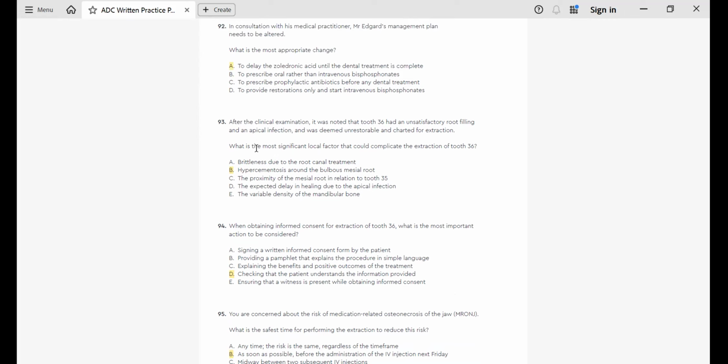Question 93, Dr. Raza, A for 93. Brittleness due to root canal treatment. It has been proven in literature the tooth does not become brittle, right? The tooth becomes weak because of loss of tooth structure, not loss of hydration. So A is actually theoretically wrong. Yes, both roots have hypercementosis, but the question asking you, and the option that makes most sense, says hypercementosis around the bulbous mesial root. That does not mean that there is no hypercementosis around the distal root. Okay.